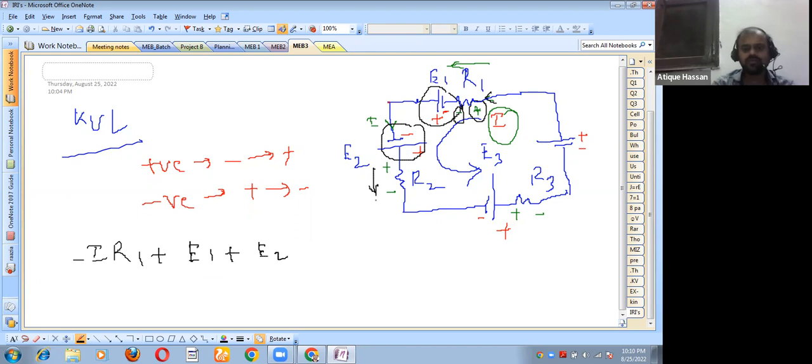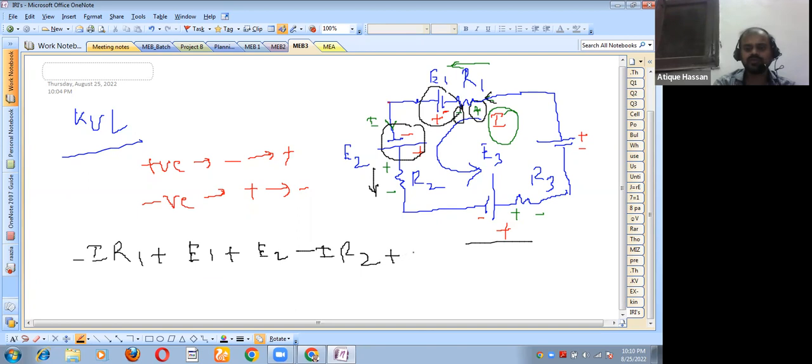Again, we are moving from positive to negative, so we will take minus sign IR2. Then we are moving from negative to positive, so we will take positive E3. Then we are moving from positive to negative, so we will take negative IR3. Then we are moving from negative to positive. Suppose EMF is E4. So we will take plus E4, and that should be equal to 0.